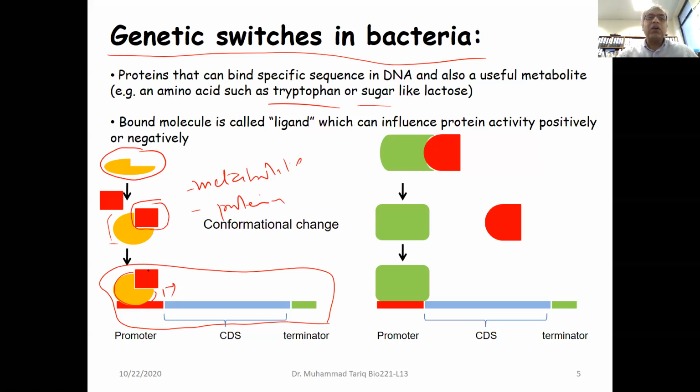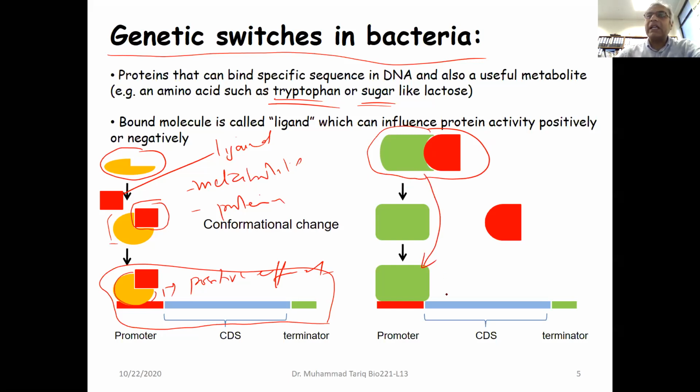And this molecule is called ligand. If it is tryptophan, sugar, metabolite, or whatever amino acid or sugar molecule. In this case, binding of ligand to the activator is having a positive effect on gene transcription. But such an interaction can have a negative impact as well. Let's say activator is bound by a ligand, and this ligand inhibits it from binding and activating the gene expression. So in this case, ligand is having a negative effect on gene regulation by this activator.